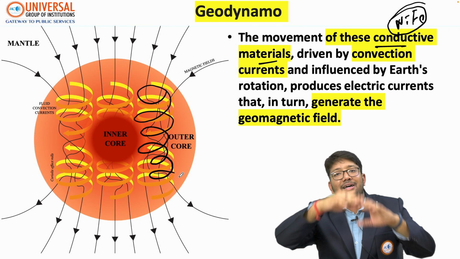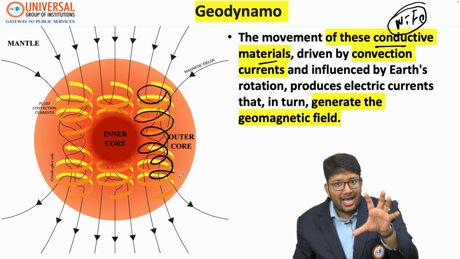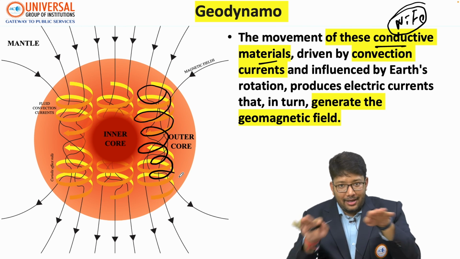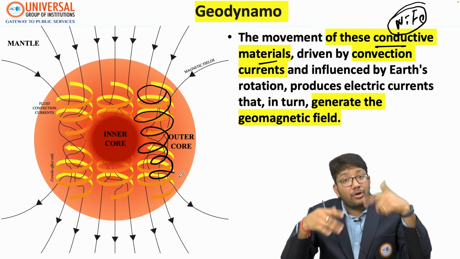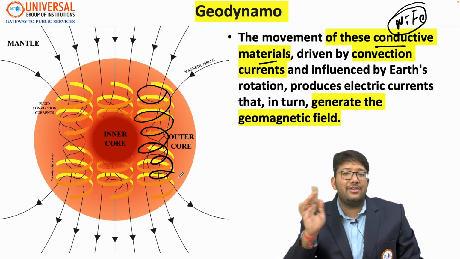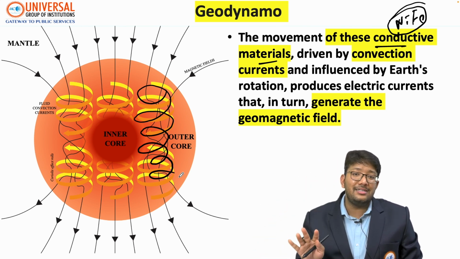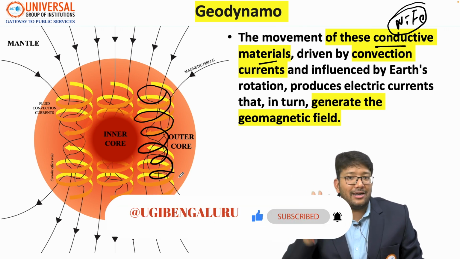Why is this convection current happening? Yes, due to the molten magma. What happens? The molten magma's density decreases in comparison to the left and right rocks. It will rise up, and because of the earth's rotation also it will rise. That will produce electric currents and in turn it will generate the geomagnetic field, or Earth's magnetic field.